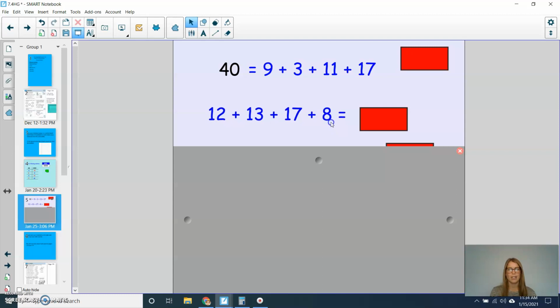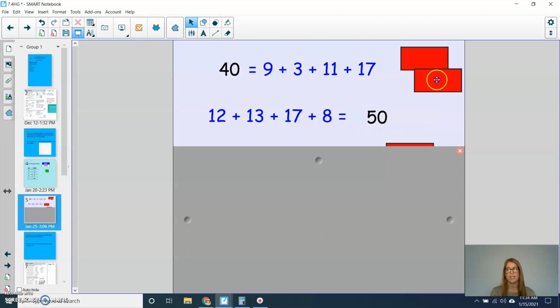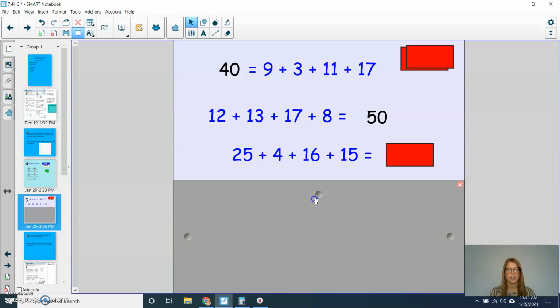All right, for this one, I know that 8 plus 12 equals 20, and I know that 13 plus 17 equals 30. So 20 plus 30 equals 50. How about this next one? 25 plus 4 plus 16 plus 15. Press pause and play when you're ready to check.